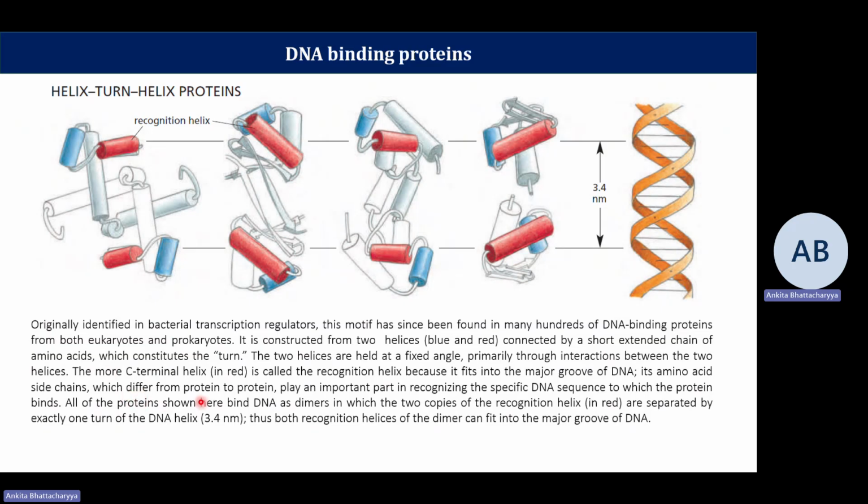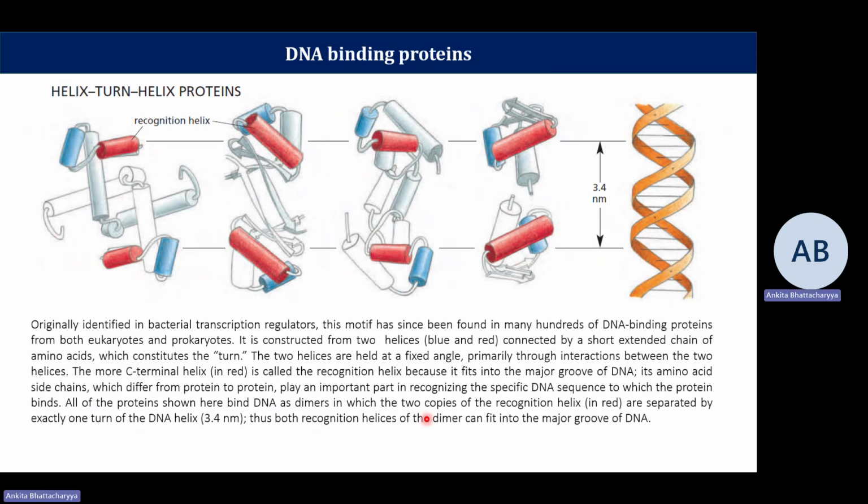So the more C-terminal helix, which has been shown here in red, is called the recognition helix. Why so? Because it is able to scan through and detect the binding site, as it fits into the proper groove of DNA. Its amino acid side chains, which differ from protein to protein, also play an important role in the recognition of specific DNA sequences to which the protein actually binds.